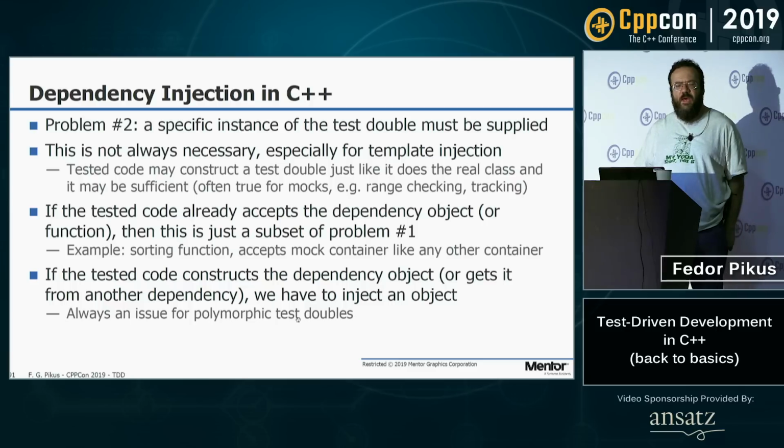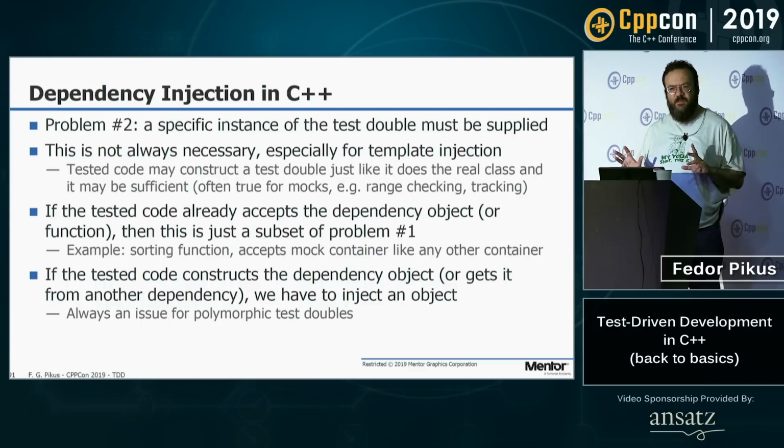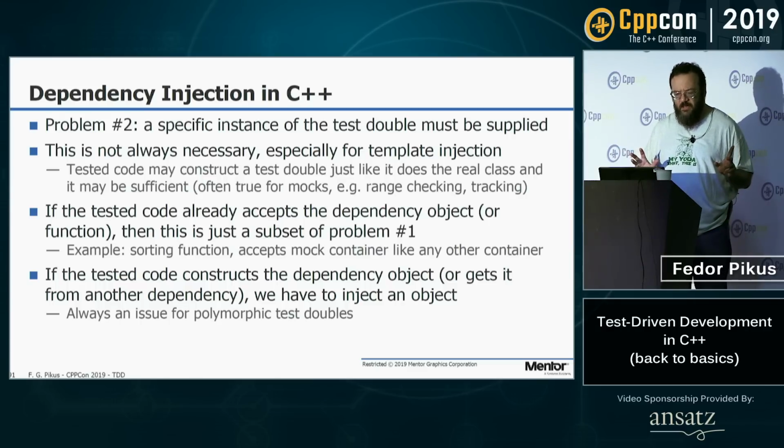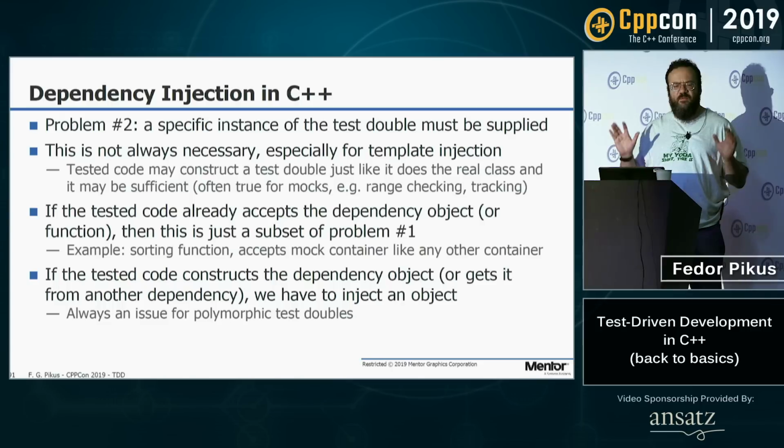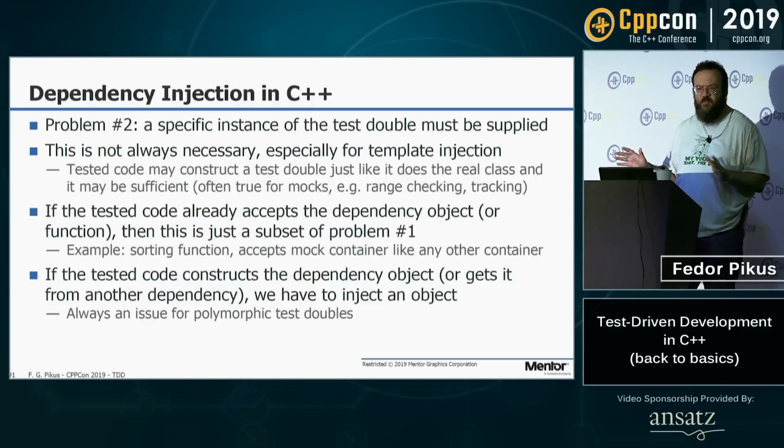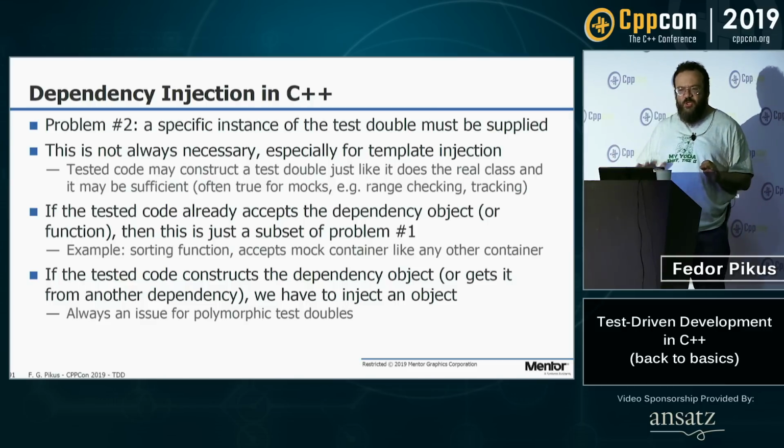Problem number 2, okay, I got the types down somehow. Now, in addition to just changing the type, I also must give the class that I'm testing my specific test double instance, which isn't the instance it normally would get. Sometimes it's not a problem. If you decided to use a template and your database default constructs the backend, it will default construct the different type of the backend. Sometimes you give the instance anyway. To the sort, I give it the instance of the container. So I already give it the instance.